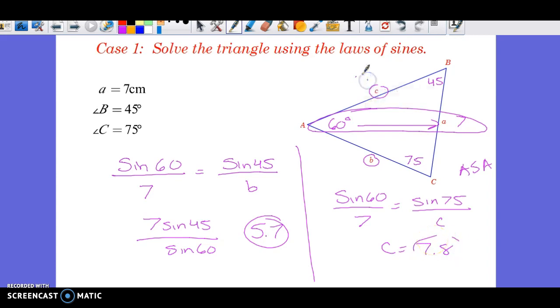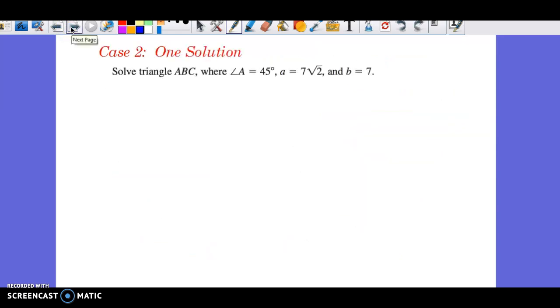So what we're going to do is check our work using some basic geometry. Is the smallest angle across from the shortest side? Yes. Is the biggest angle across from the biggest side? Yes. So that's a good indication that we are correct. All right. We're going to look at another one.